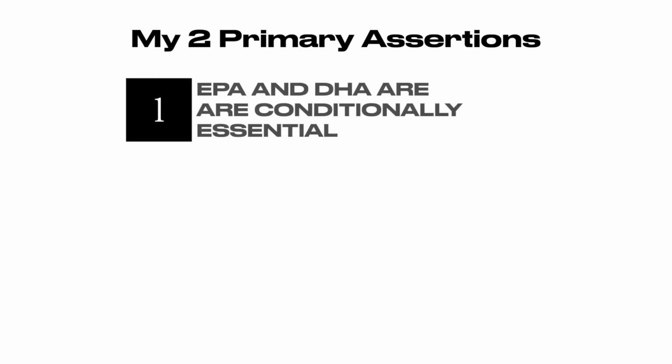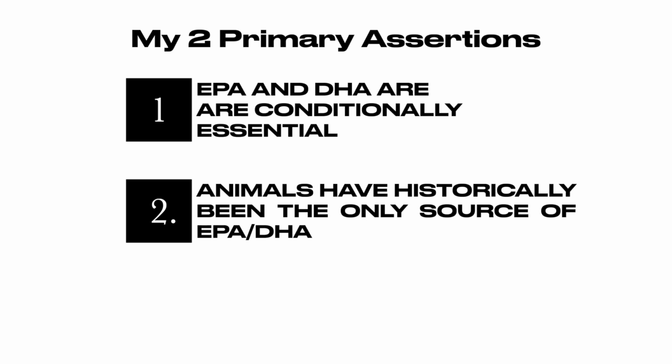Now, my two primary assertions are as follows. One, that EPA and DHA are conditionally essential fatty acids. And two, animal products have historically been the only source of these fatty acids. And so essentially what I want to do is establish these assertions by answering some of the most common objections that I get. So let's go ahead and jump into the first objection.